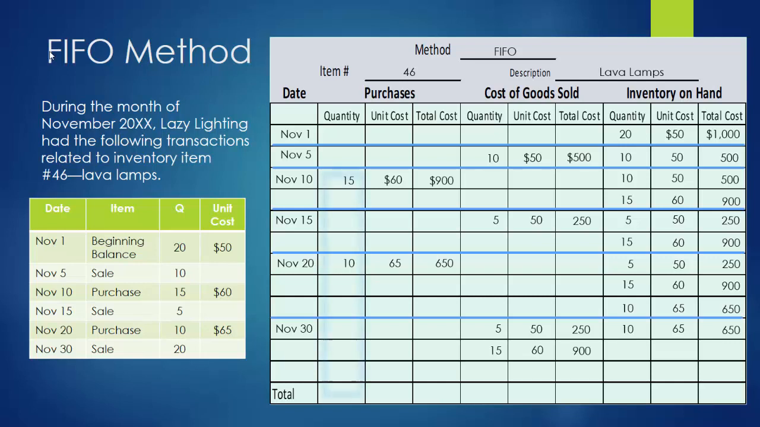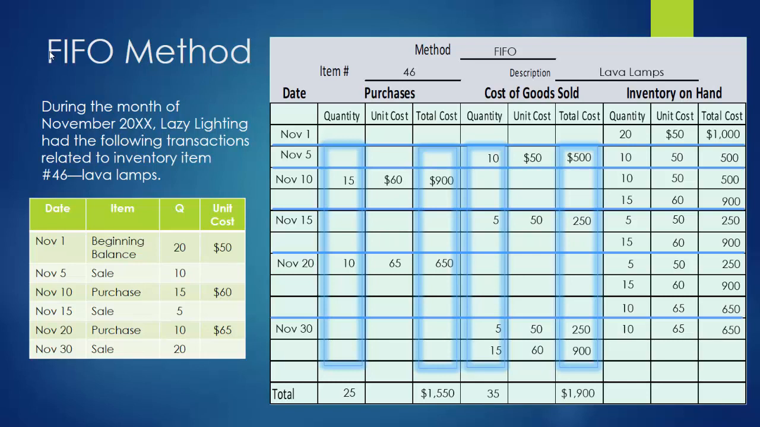So for our quantity of purchases, we purchased 15 on November 10th and 10 on November 20th, which means we purchased 25 units. What was our costs? Add together the total cost column. We paid $1,550 for those units. How many units did we sell? Add together the quantity of the total of your quantity column under cost of goods sold. We sold in total 35 lava lamps, item number 46, during the period. And the total COGS that we reported from the sale of these lava lamps is going to equal $1,900.